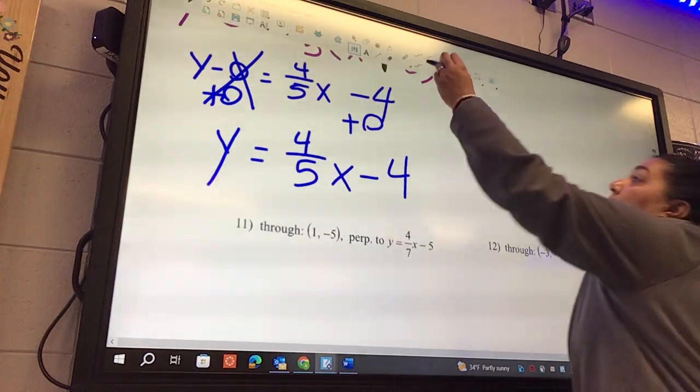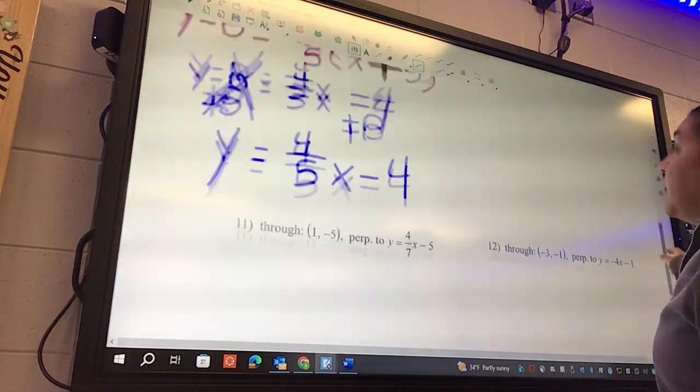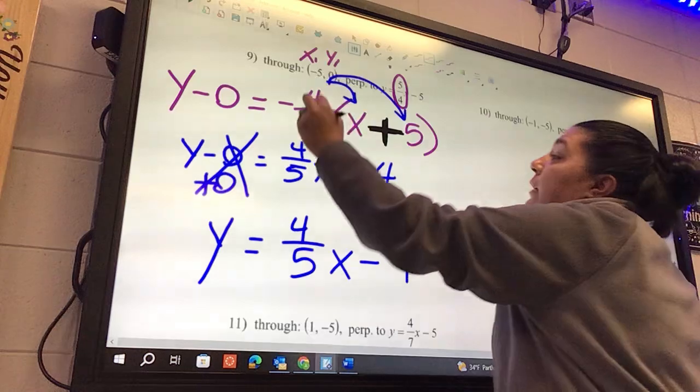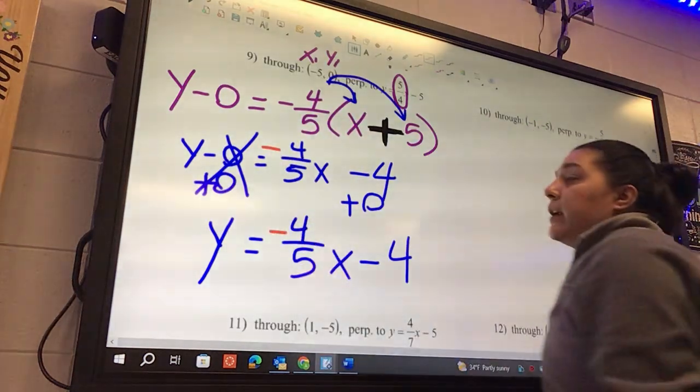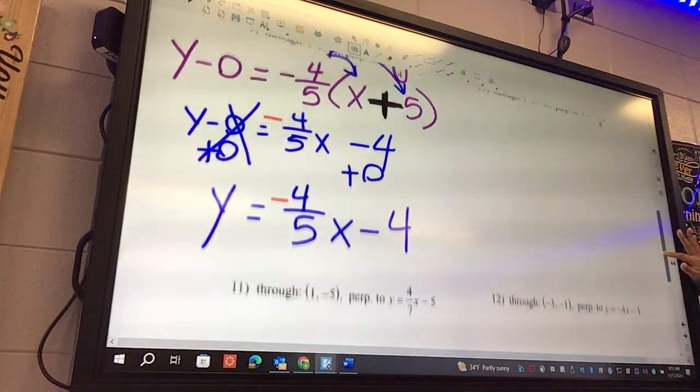Would it be negative 4 over 5x? I don't know, should it be? Yeah. Oh, yeah. So right here should be a negative, and right here should be a negative. My bad, good job, Ben.